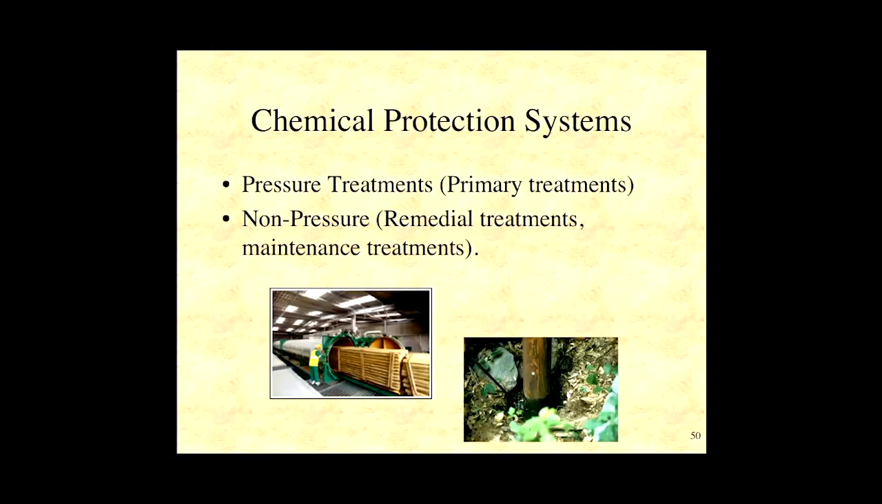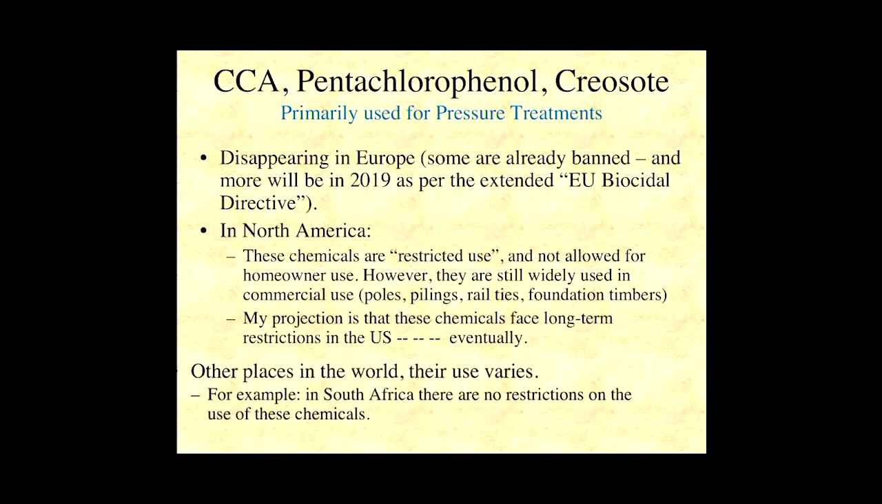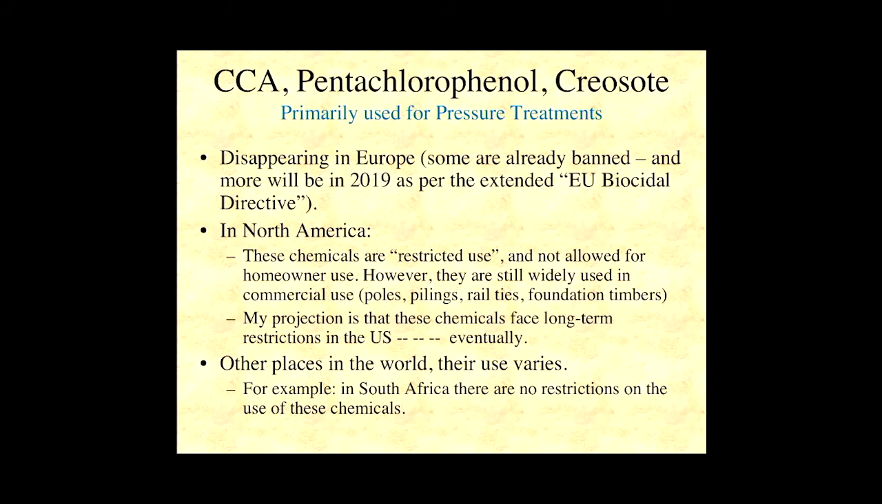The last thing I was going to cover, and we don't really have time, is chemical protection systems and creosote, pentachlorophenol, and CCA. CCA is the old green stuff, and the ACQs, which I'll talk about in the next slide actually, is the newer green stuff. We used to call these the big three for preservatives. And a lot of people say, well, those are the old preservatives. We now have newer ones. But these are still very widely used.